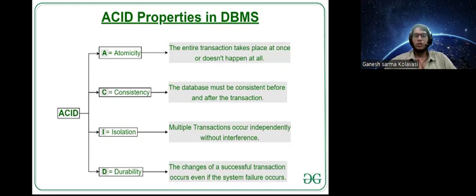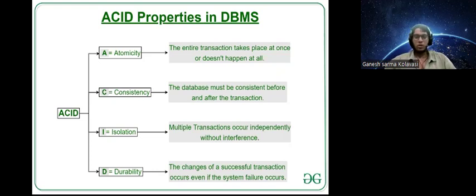Atomicity is nothing but the entire transaction takes place at once or it doesn't happen at all. Simply, we can put it in simple words: if the transaction is completely and successfully performed, then we can say the transaction has the property of atomicity. We can even talk about examples, but first we will continuously discuss what all the properties are, and we will deal with the examples later.